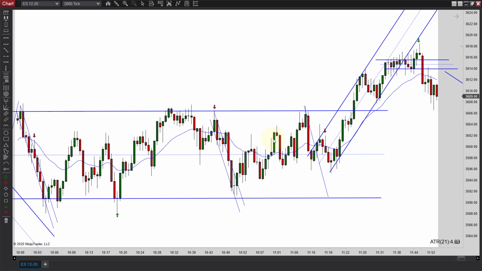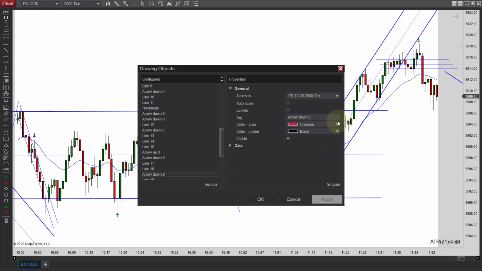Then you're just kind of chopping around sideways. It's really hard to know what's going on. Look how flat the EMA is. Just stay out of that. The only way you can enter is down here long or up here short. I did mark this one, and it probably should have been green.